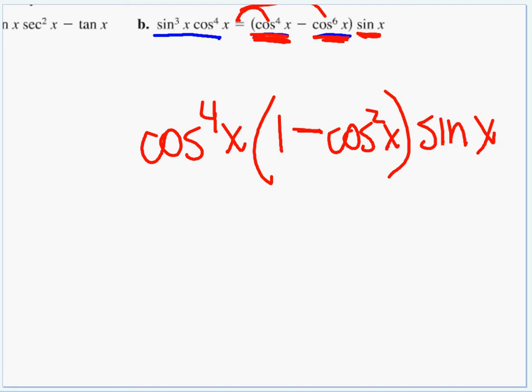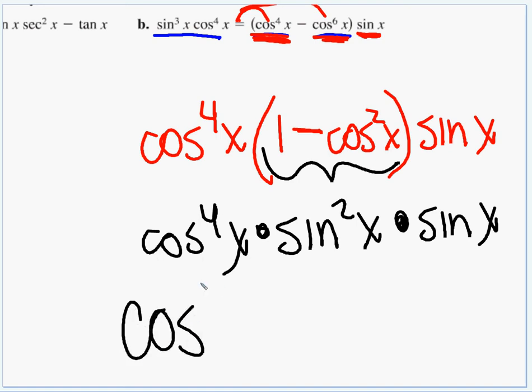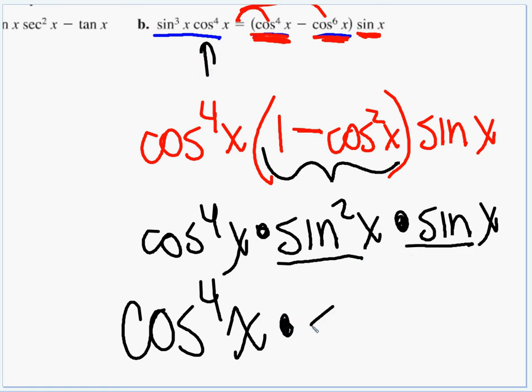So 1 minus cos squared, that's going to turn into a sine squared. And we've got times another sine x. And then that is multiplied by this cos to the 4th lurking out front. Ooh, so we are at the finish line. Cos to the 4th is part of our final answer. And then we just combine the sine squared and the sine to the 1st, and we'll get a sine cubed of x, which is also in our finish line.